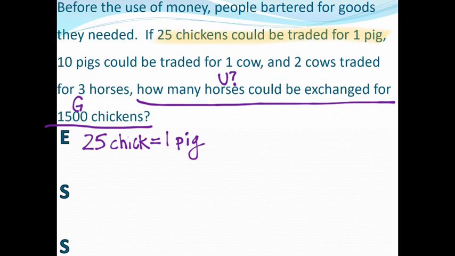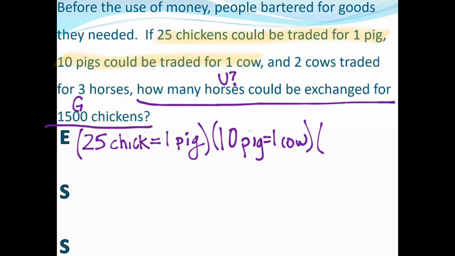Now I see that 10 pigs can be traded for 1 cow. So that's our second equation here. 10 pigs equals 1 cow. And then 2 cows can be traded for 3 horses.